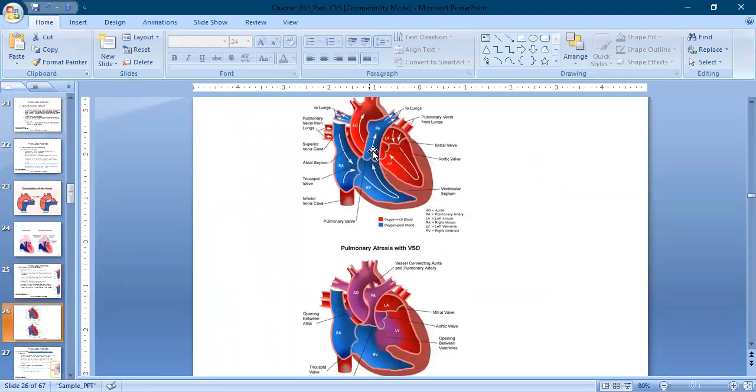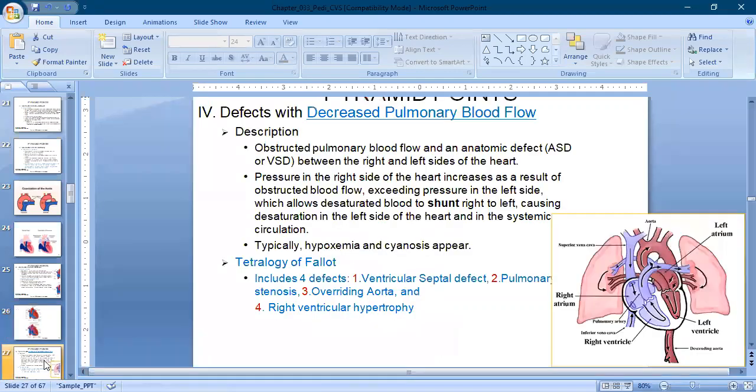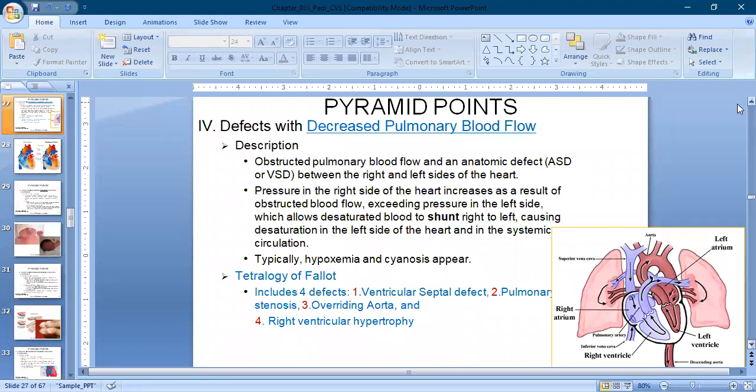So you can see the pulmonary trunk in picture number 1. This is normal, but picture number 2 shows the pulmonary trunk is narrowing. This is the valvular defect, or narrowing of the pulmonary trunk. So that covers obstructive defects. The obstructive defects are coarctation of aorta, pulmonary stenosis, and aortic stenosis.